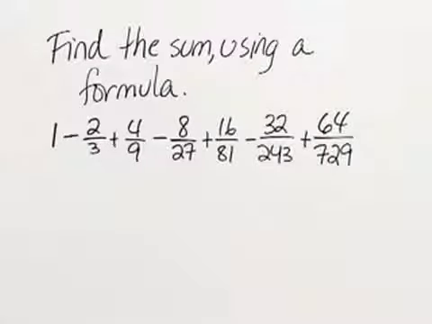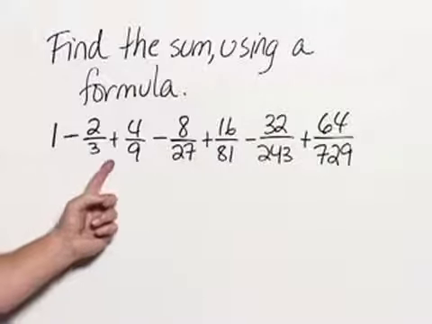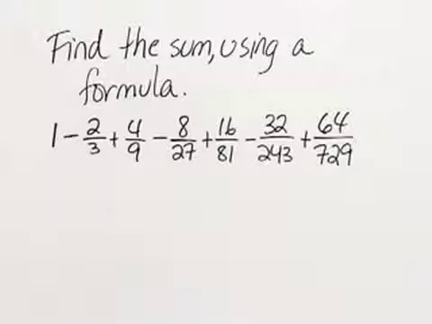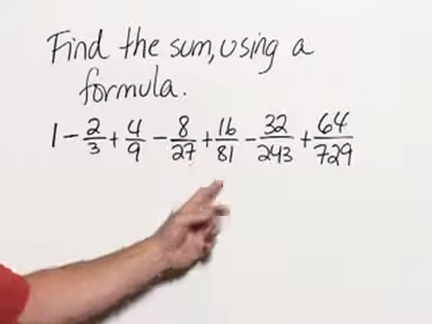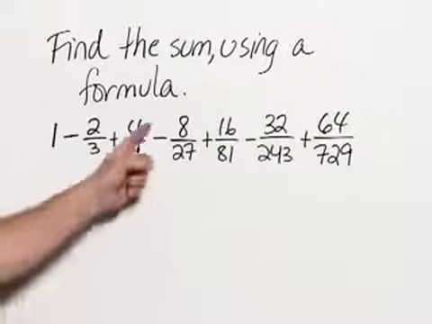Find the sum using a formula. We have this series, which works out to be a geometric series because the common ratio is negative 2/3. That is, each successive term of this series is negative 2/3 times the previous term.